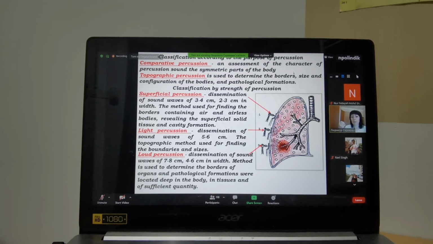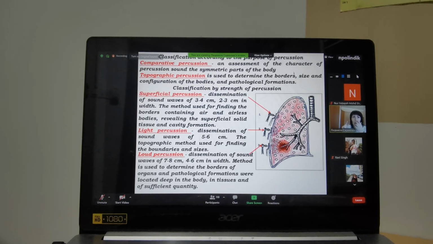And according to the strength of the percussion, it may be different. Maybe you have heard of superficial, light percussion, and loud percussion. With loud percussion you use more force to tap, and the sound can spread deeper, I think to a depth of around 7-8 centimeters. Light percussion reaches about 5-6 centimeters, and superficial or super light percussion, if you wish, 3-4 centimeters. Comparative percussion is loud, according to loudness. Topographic percussion is light percussion.